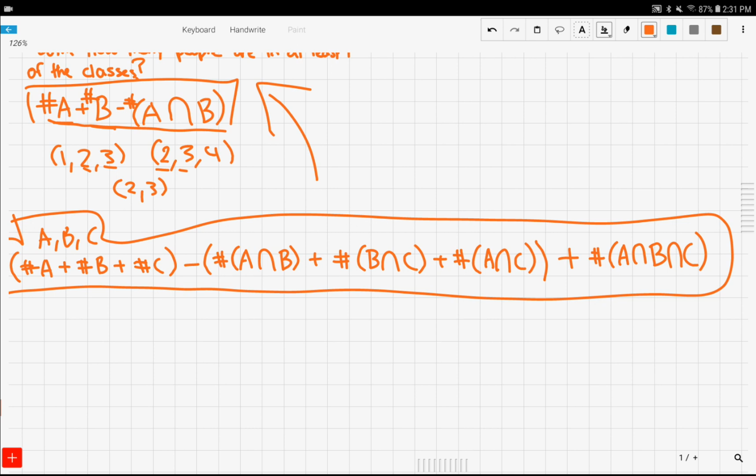In the next video on PIE, we'll be going over how to count people in at least 2 sets. And there's actually different ways to do it. For example, you could just subtract, but there are actually different ways to do it. We'll just be going over one in the next video.